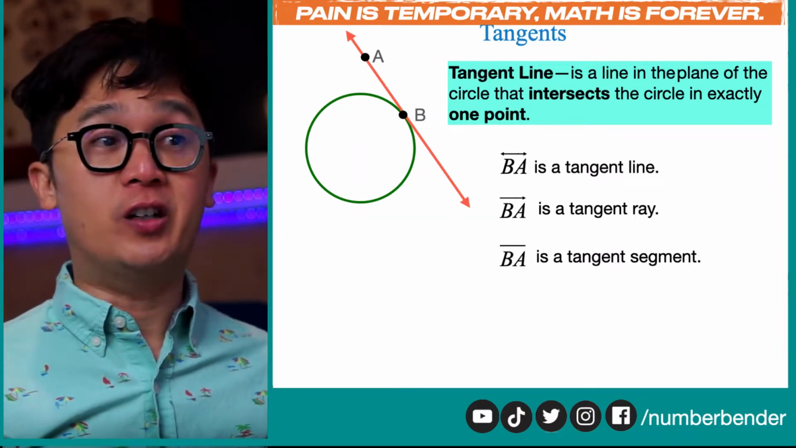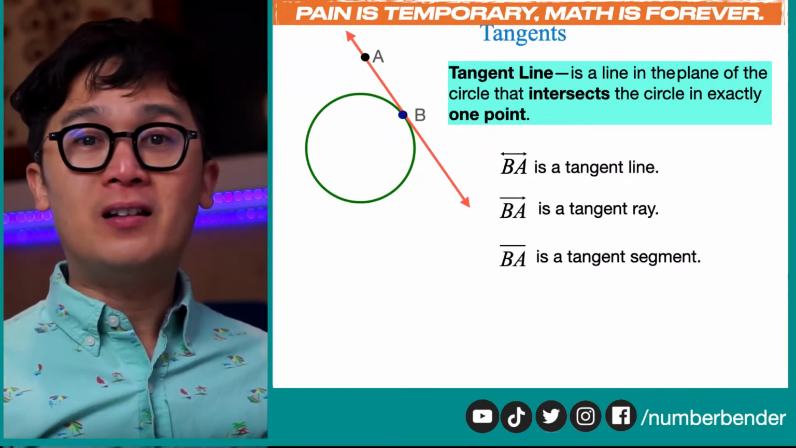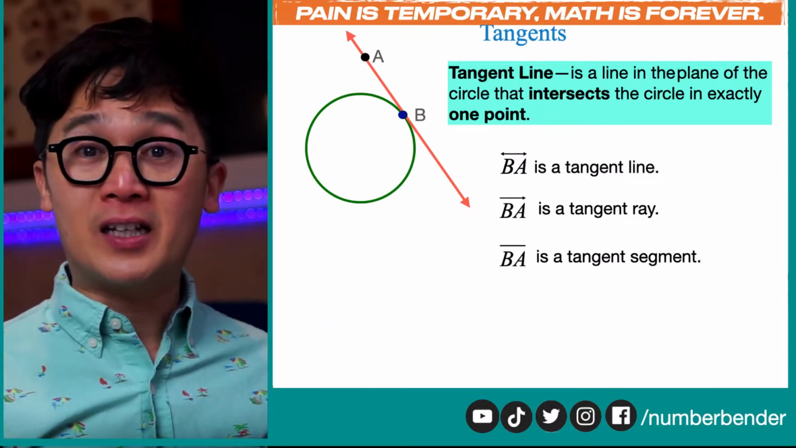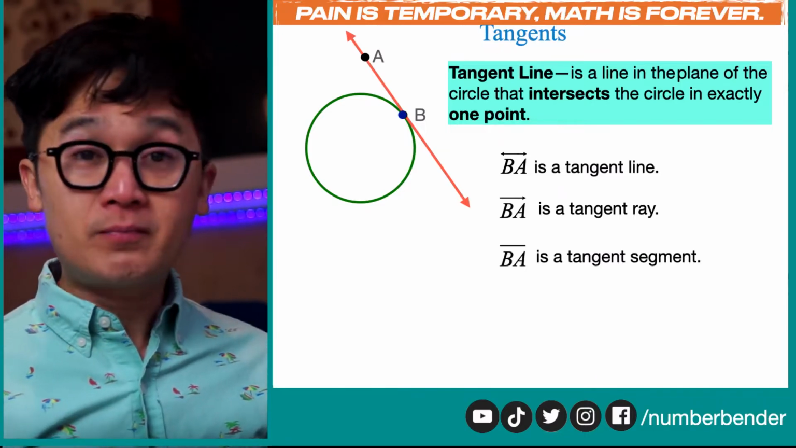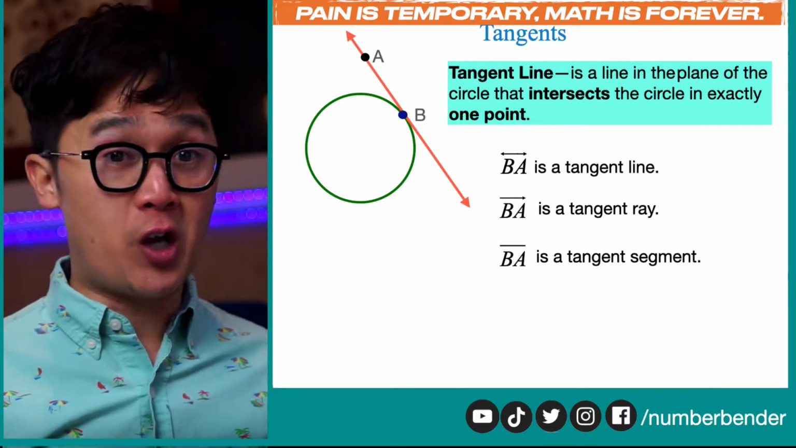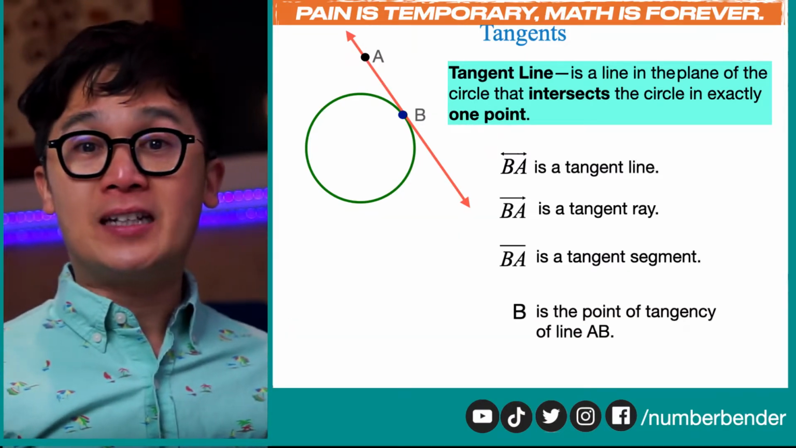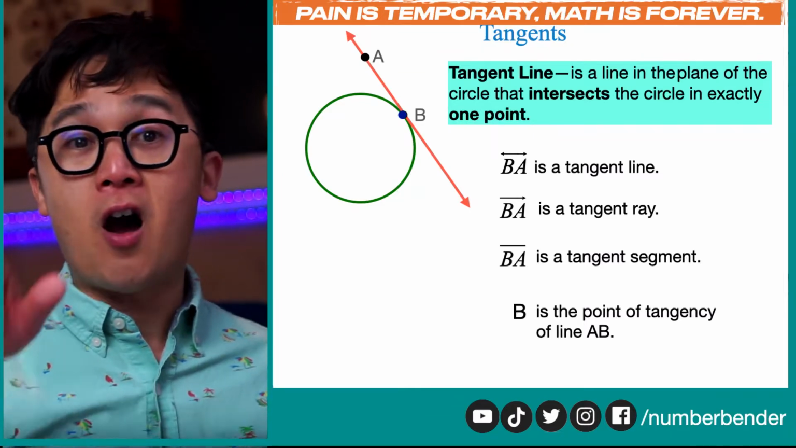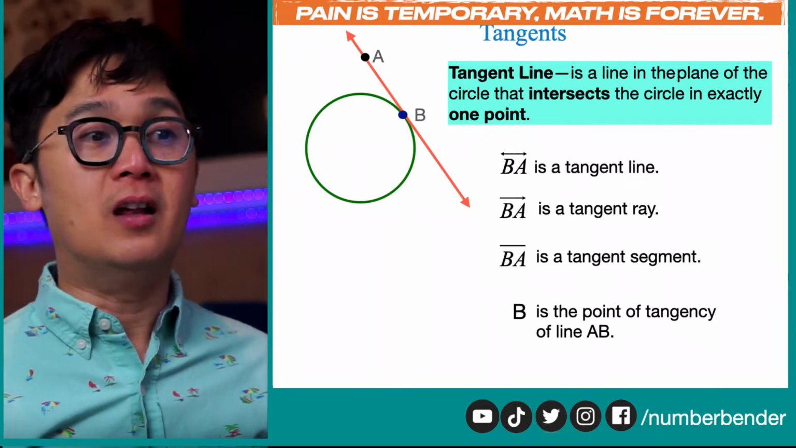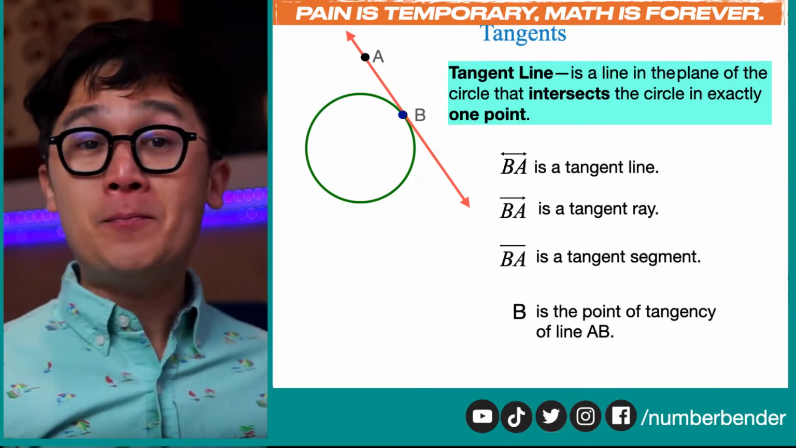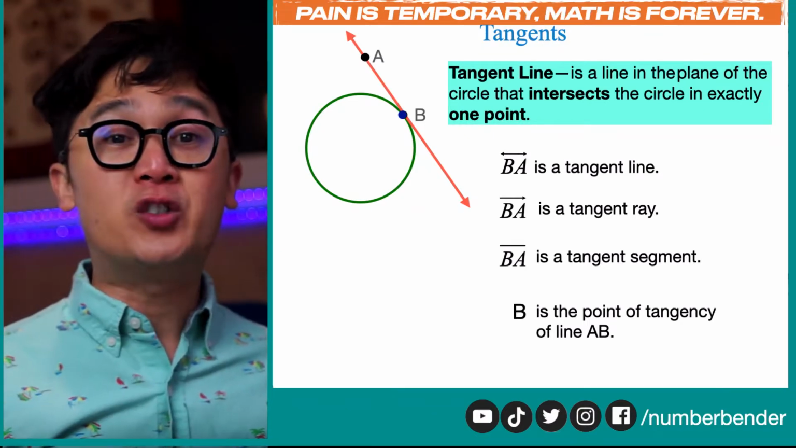So now that we know how tangent lines are illustrated, now let's talk about a special point in this particular tangent line, which is point B. Now, point B has a special term in geometry, and we call it the point of tangency. And the point of tangency, of course, is the single point on the circle where our line and our circle intersect.